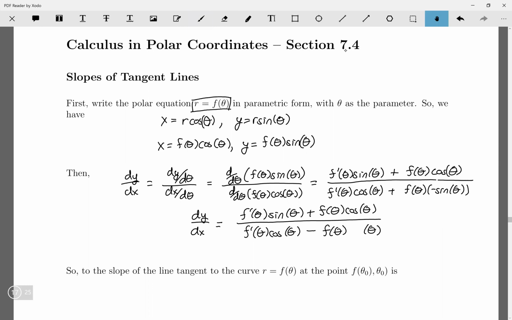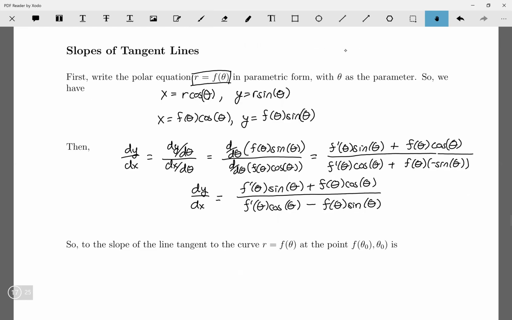So hopefully, any questions on that? You are not responsible for this for the test tomorrow, but you are responsible for knowing how to take the derivative for parametric equations.